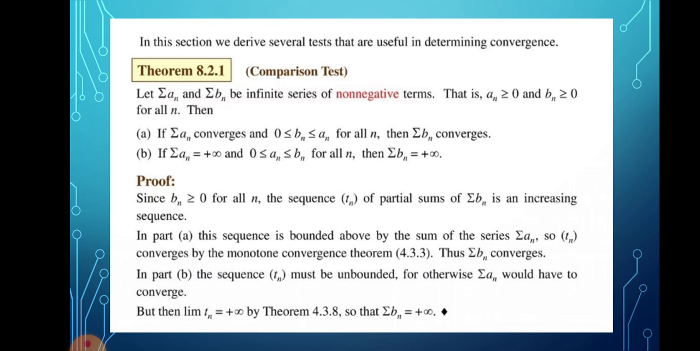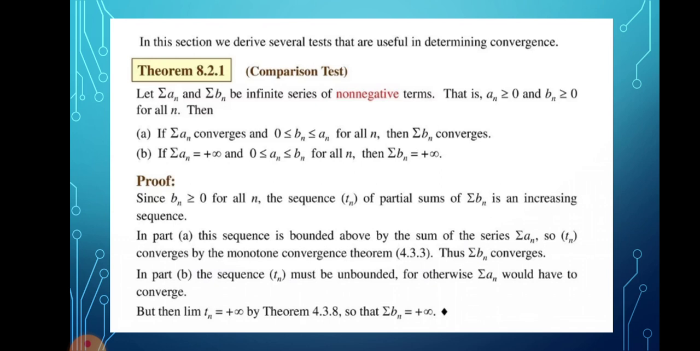We'll let the summation of a sub n and the summation of b sub n be infinite series of non-negative terms. That is, a sub n is greater than or equal to 0 and b sub n is greater than or equal to 0 for all n. Then we have these two conditions. If the summation of a sub n converges and 0 is less than or equal to b sub n, which is less than or equal to a sub n for all n, then the summation of b sub n converges.